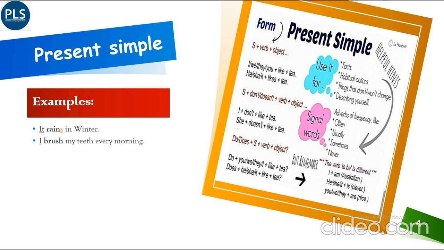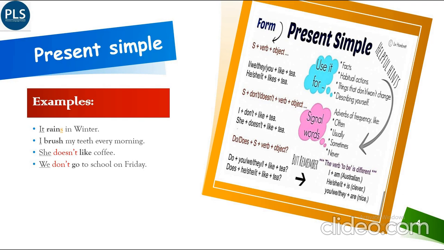Now let's take a look at the negative form. Here we have in this example, she doesn't like coffee. So here, if you are talking about the singular subject, we add doesn't after the subject, then we add the verb in infinitive. We delete or remove the S or ES or IES. So we say she doesn't like coffee.